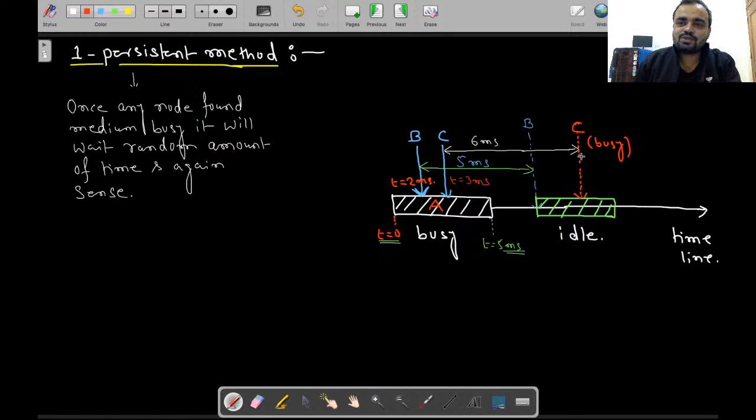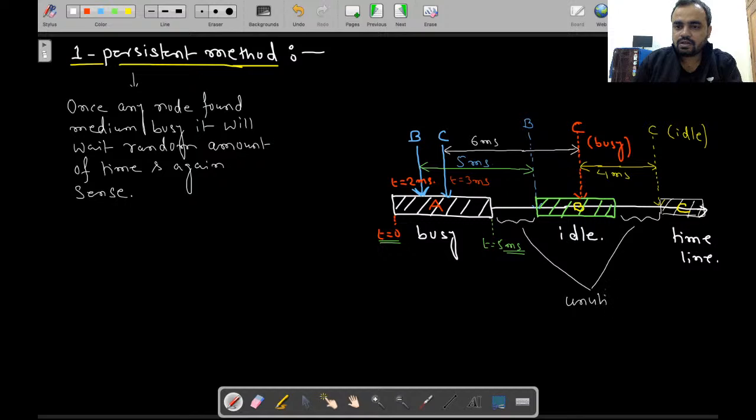The medium is busy, so again node C will pick a random amount of time. Since this is a random time, suppose it picks 4 milliseconds. Node C will again sense the medium, find it idle, and transmit its data frame. So my dear friend, what we are observing is that up to this time the medium is unutilized, and up to this time the medium is occupied by node C. The medium is occupied by node B here and by node C here, but ultimately these two times are unutilized.